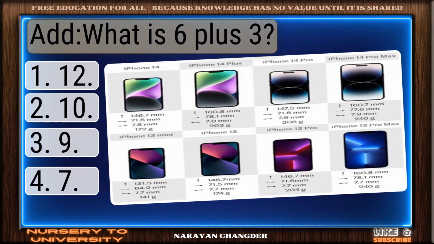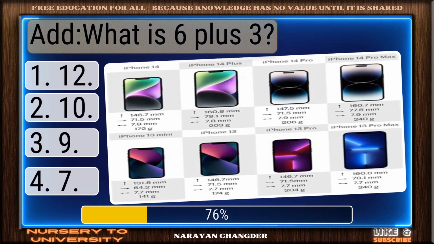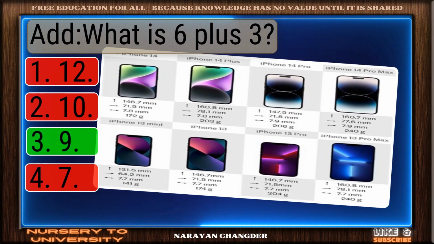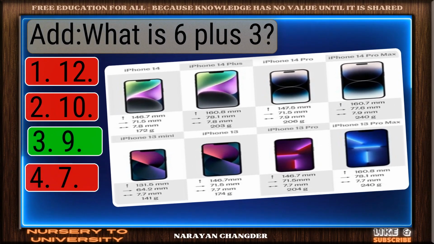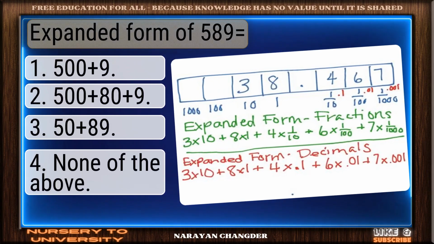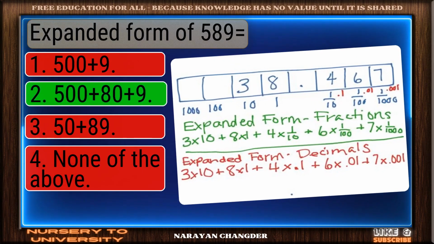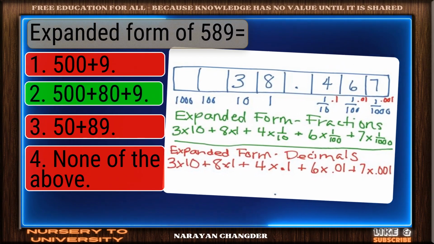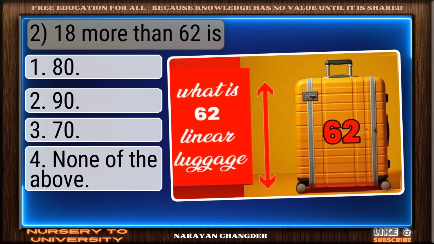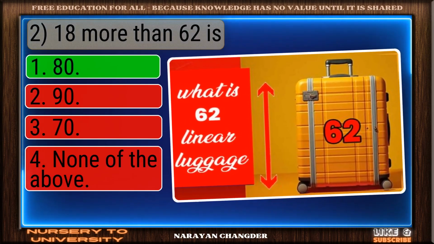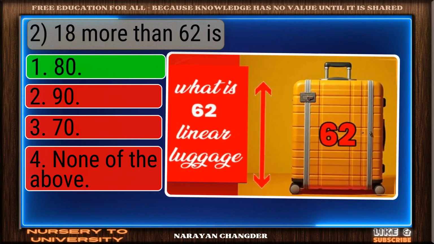What is 6 plus 3? Clear logic. Your choice 9 is sound and 100% true. Expanded form of 589 equal to? Right choice. 500 plus 80 plus 9 is the best answer. 218 more than 62 is? Good thinking. 80 is the right answer.